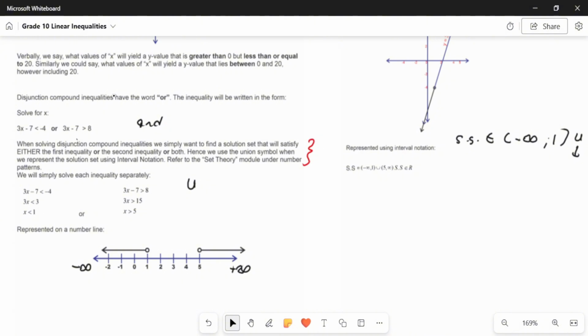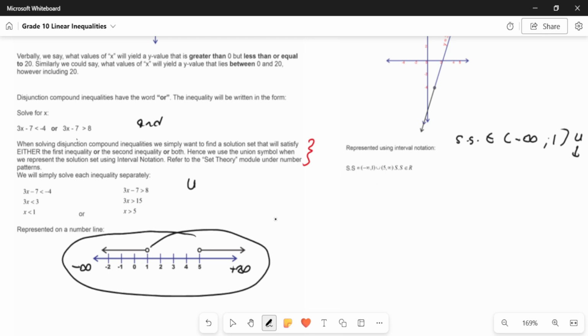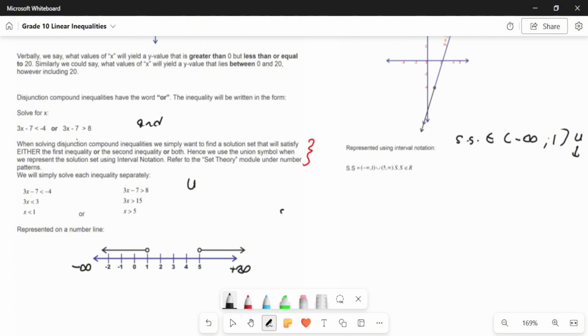So whatever method resonates with you, right? Let's say that the number line resonates with you. You understand it. You can see what you're trying to say, you understand exactly what it means. But if they're asking in the paper to use interval notation, keep this at the back of your mind and just use this notation, right? So the solution set is the element of the set from minus infinity to 1 union 5 to positive infinity, and the solution set is the element of the real numbers.